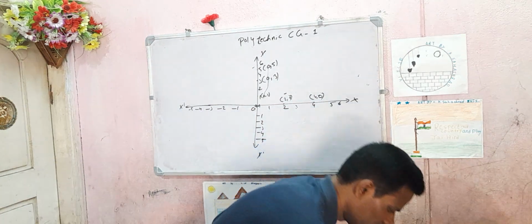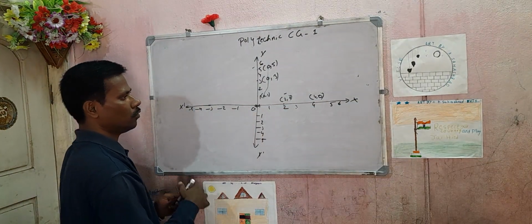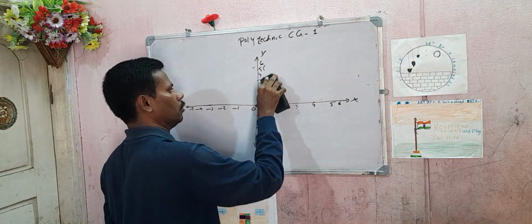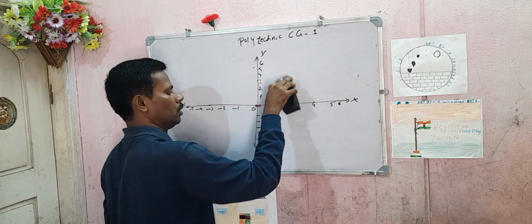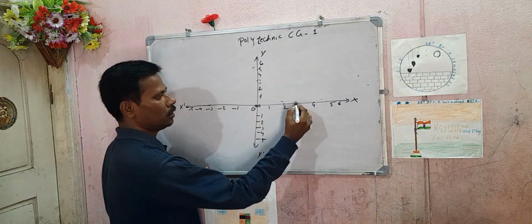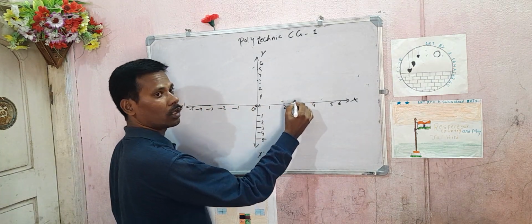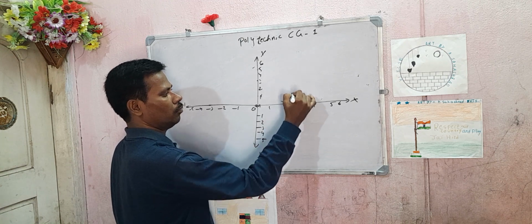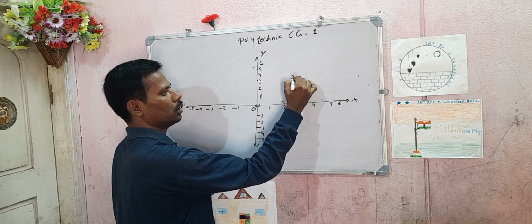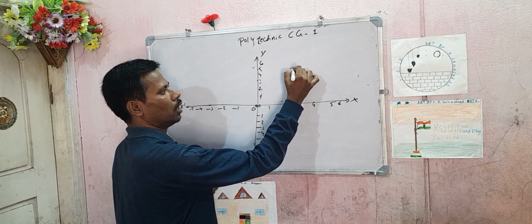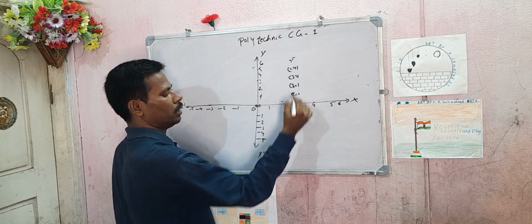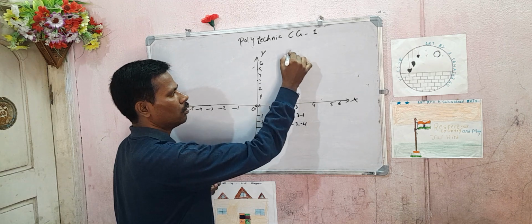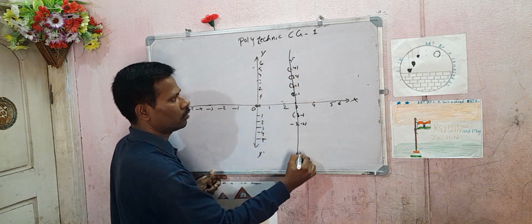Another important point. Let us draw this one. Suppose I want to mark the points here. Here, x is 3 comma 1. Mark the point here 3 comma 2, 3 comma 3, 3 comma 4, 3 comma 5. Next, go down one: 3 comma minus 1, 3 comma minus 2. Mark all these. Join all these points.